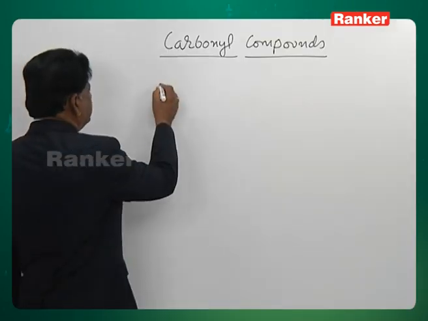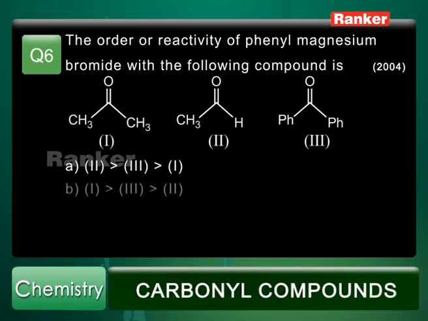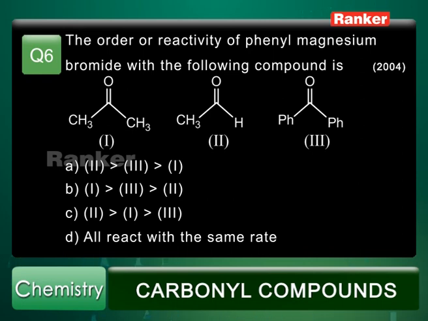So let's go for question number 6. The order of reactivity of phenyl magnesium bromide with the following compounds is: compound 1 is acetone, compound 2 is acetaldehyde, compound 3 is benzophenone. Out of that, 1 and 3 are the ketones, 2 is the aldehyde. Among the 1 and 3, 1 is an aliphatic ketone, 3 is an aromatic ketone. Now the options are given, 2 greater than 3 greater than, and all different options are given.